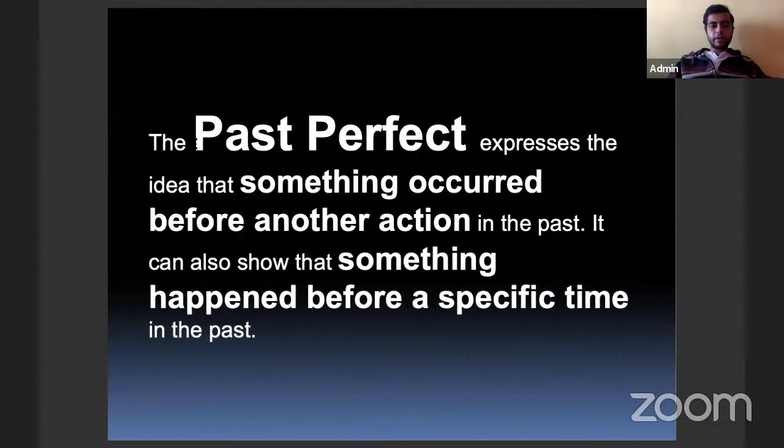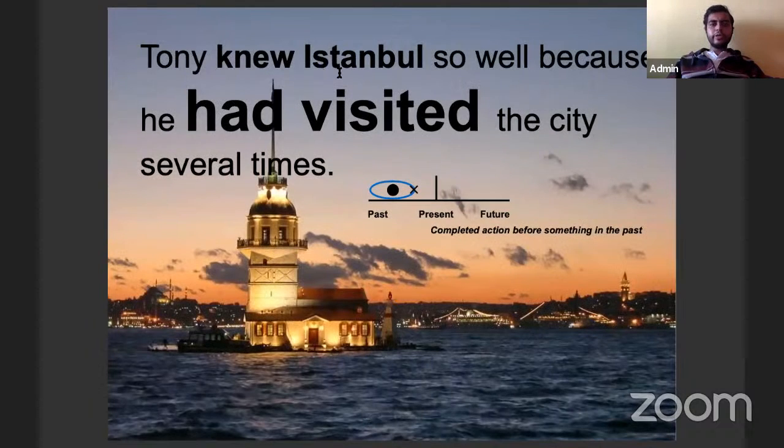So now, what is the past perfect? Past perfect means that something occurred before something else, and all this happened in the past. Something happened before another action, and this all happened in the past. Also, you can use past perfect to show that something happened before a specific time. Okay, don't worry. If you don't understand it now, you will. Just give me 2 minutes. Tony knew Istanbul so well because he had visited the city several times.